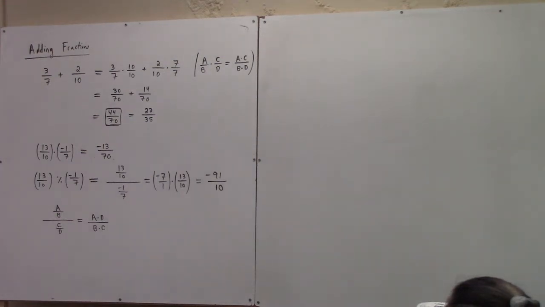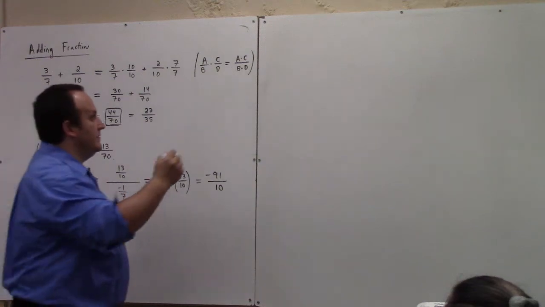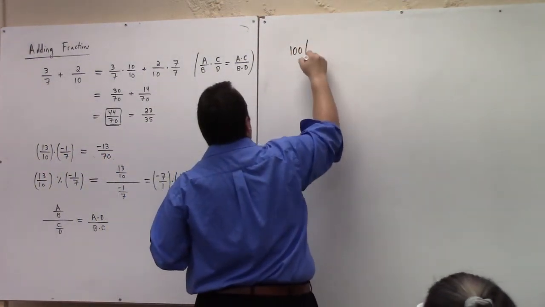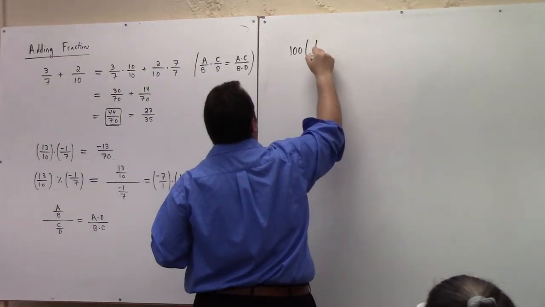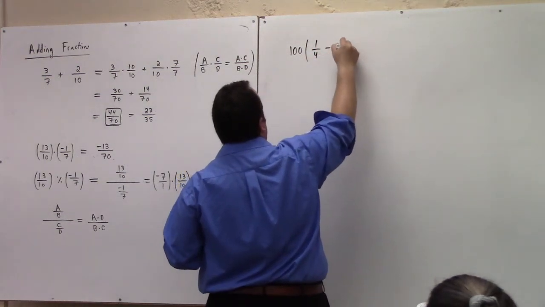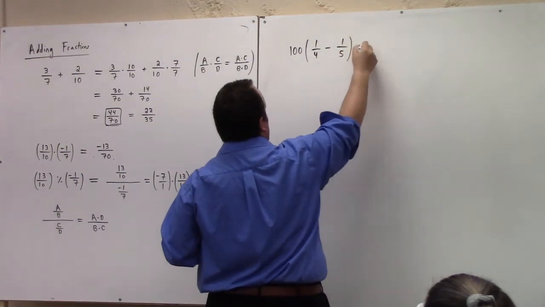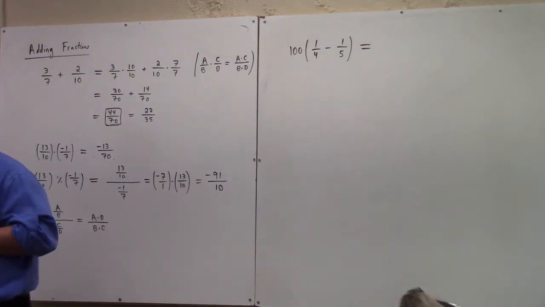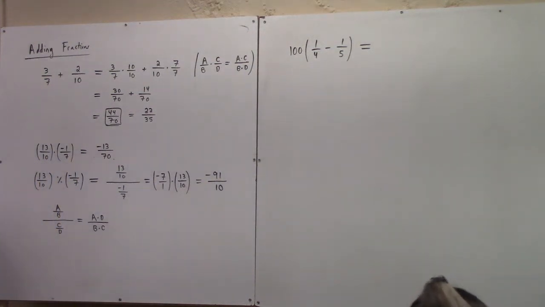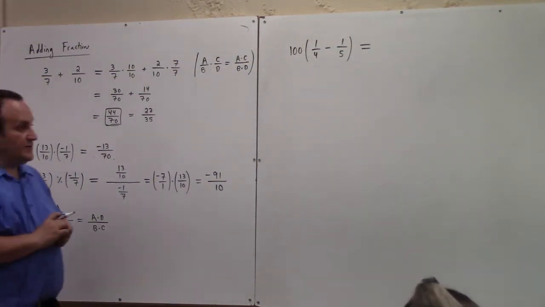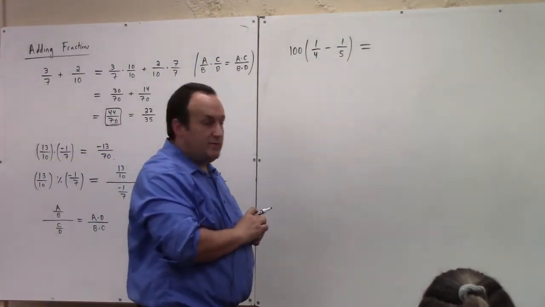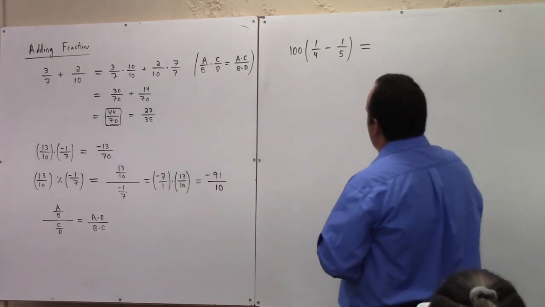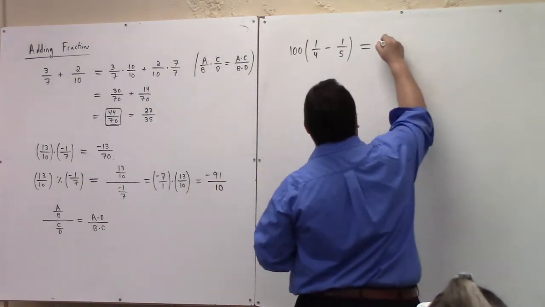What if we just have a fraction times a number? What if I've got 100 times 1/3, how about 1/4 minus 1/5? How would I do the arithmetic here? Do the fraction inside the parentheses first. Hey, that's one way we could do it. So we'll do it that way.